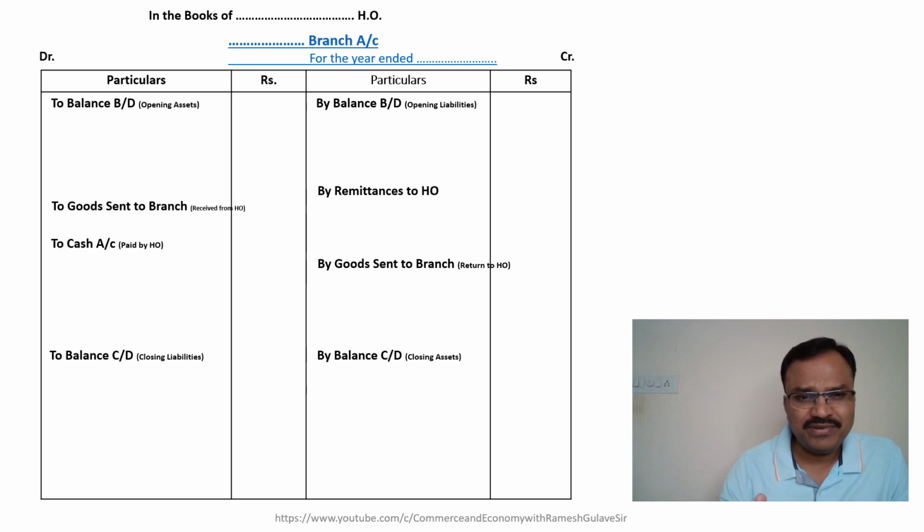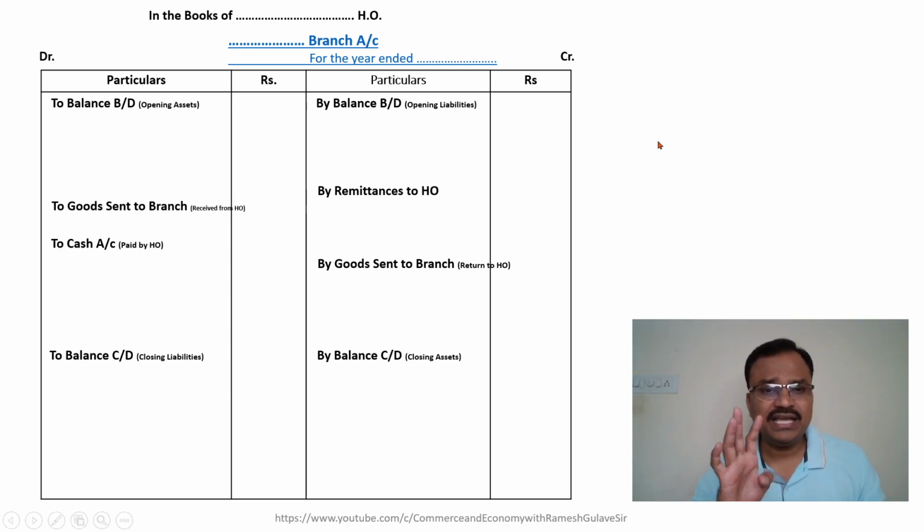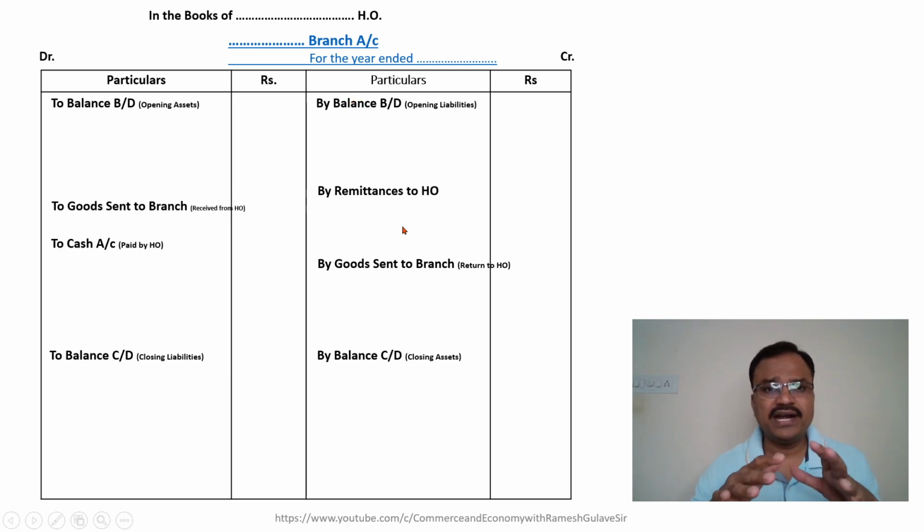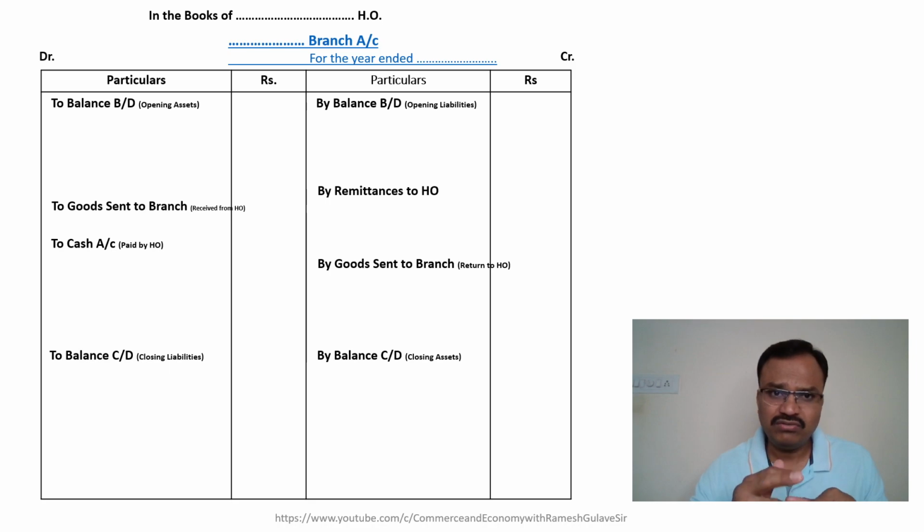These remittances can be of two types. Like if the branch debtors directly paid cash to the head office, it is also recorded here, and cash paid by branch to head office is also recorded here. Right. So friends, these are the eight important points which are recorded on either side of branch account, right?